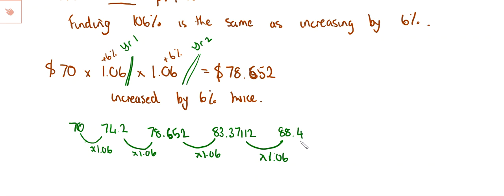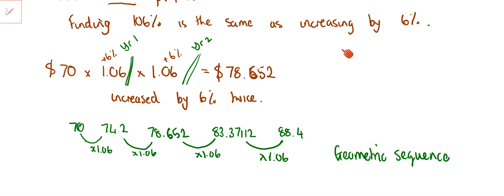Okay. So do you see how if we multiply, multiply, multiply, multiply, what kind of sequence are we creating? Multiplying is a geometric sequence. Yeah?